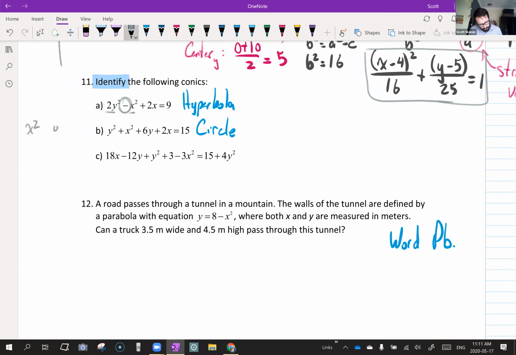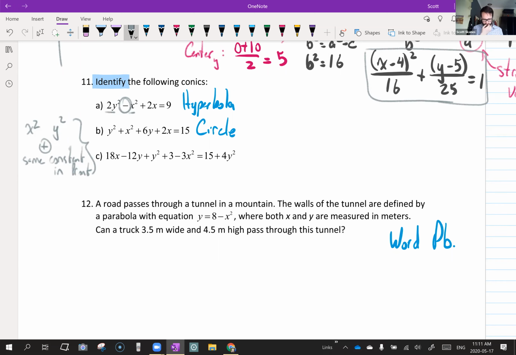So I see x squared, y squared. I see a plus. I see the same constant in front. Those are my tricks for B. Okay, assuming you're still following, I'll keep going until I fall asleep.